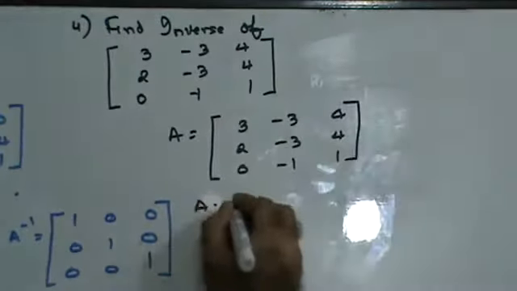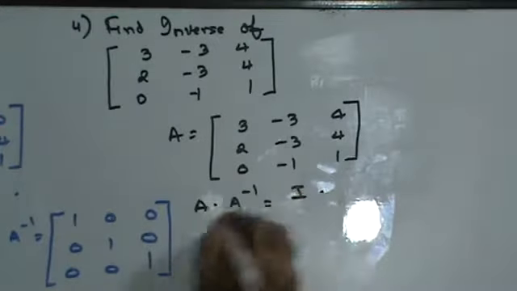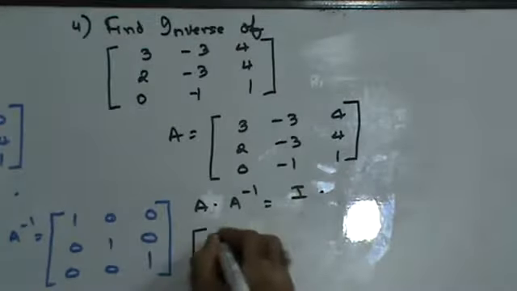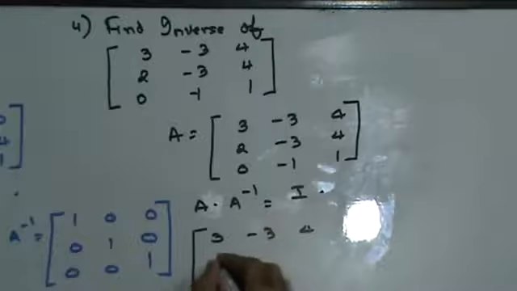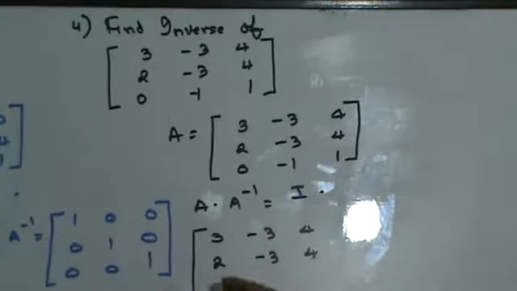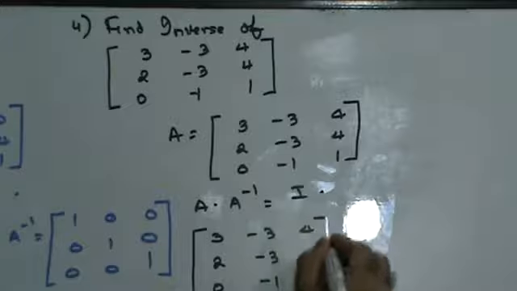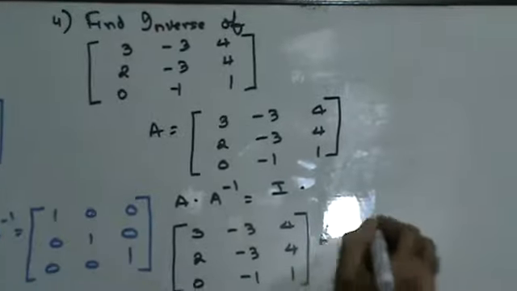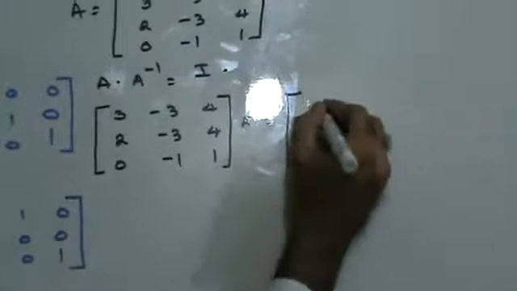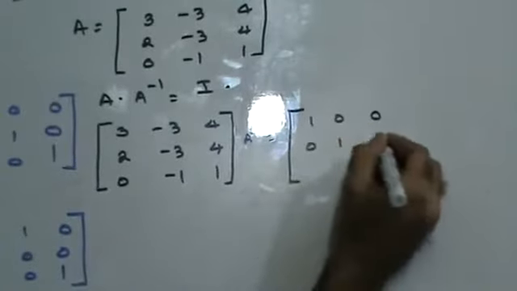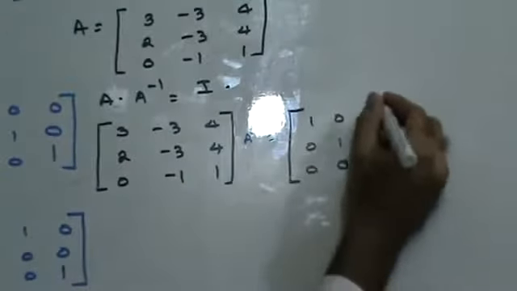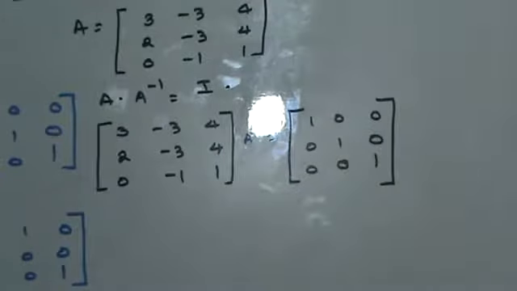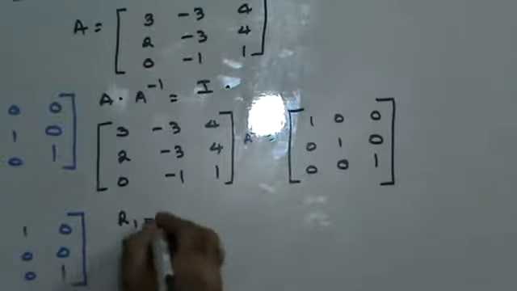I can say A into A inverse is I. A is 3 minus 3, 4; 2 minus 3, 4; 0 minus 1, 1, into A inverse is I, which is 1, 0, 0; 0, 1, 0; 0, 0, 1. I want to make the number in the first position as 1. Now, unfortunately, I can't even interchange here. So what I'm going to do, I will do R1 minus R2.